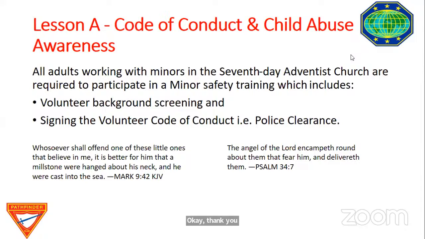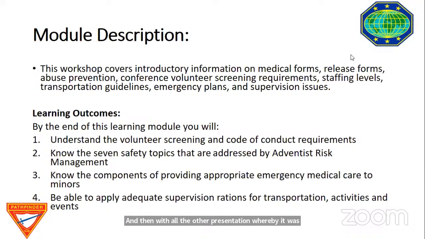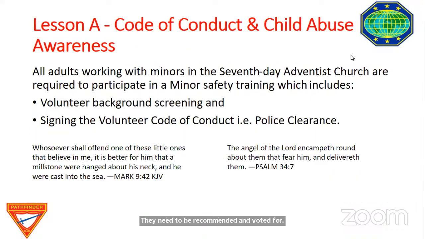My question is based on the first slides of the presentation, and all the other presentations, where it was emphasized that for one to become a staff member, they need to be recommended and voted for by the church and the church board. So my question is, in a case whereby one commits an offense that the church deems warrants disciplinary action, or maybe they are sanctioned, what are the implications to their membership in the ministry?